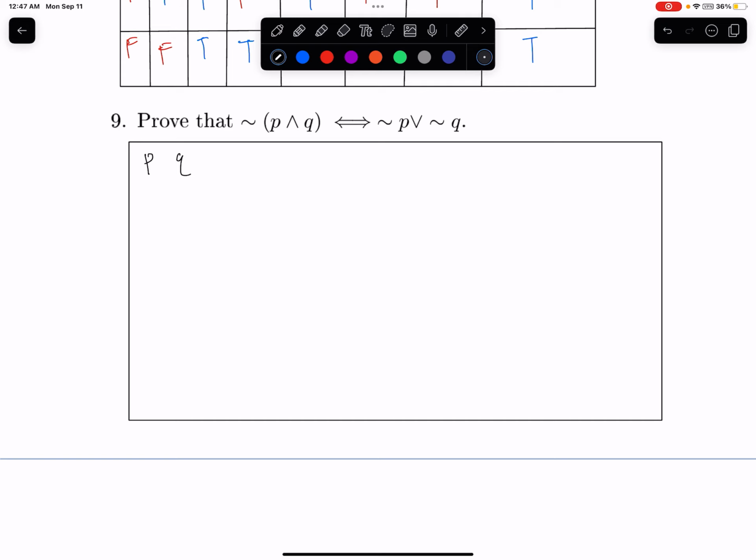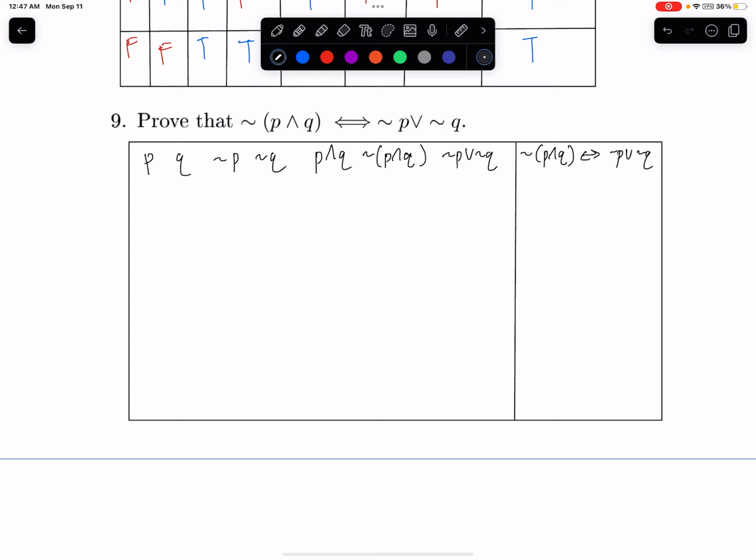Okay, same idea here. Put the negations again. And then let me do P and Q so that I can do not (P and Q). Those should be 2 separate steps. Here I have not P or not Q. That's the right side, yeah, and then I put the whole thing together. So not (P and Q), if and only if not P or not Q. All right.